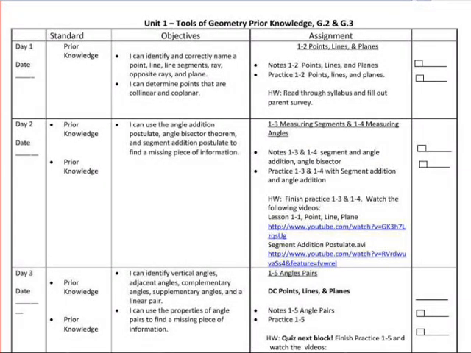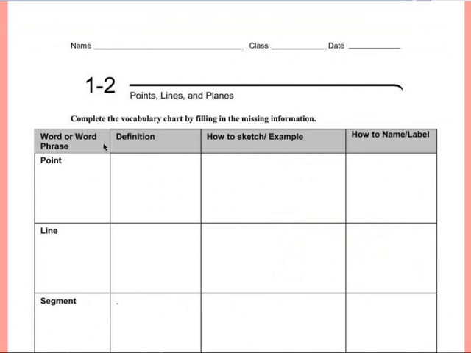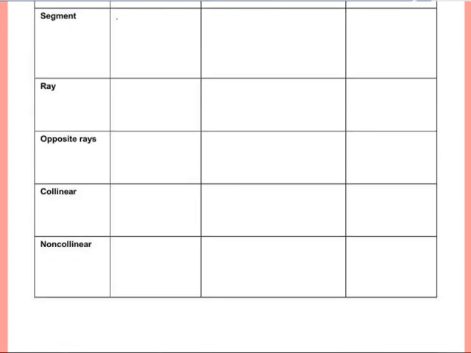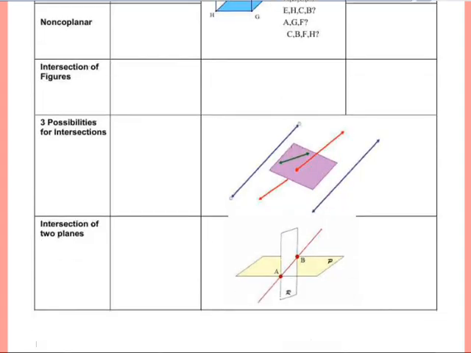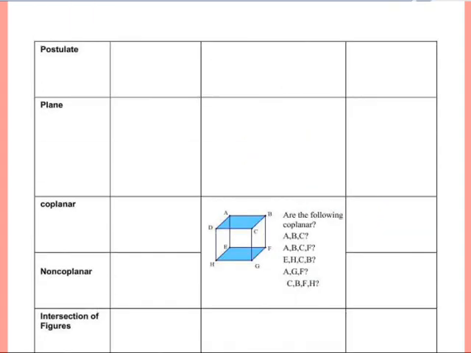Let's take a look at what you guys have. You have a handout that has some words or phrases, a spot for you to put some definitions. We'll try to keep those brief. How to sketch in an example sketch, and then how to name and or label. So you have all these things. The notes will go pretty quickly. Pause it where you need to, and take more time to make sure you're getting anything written down. But this is all the stuff you have.